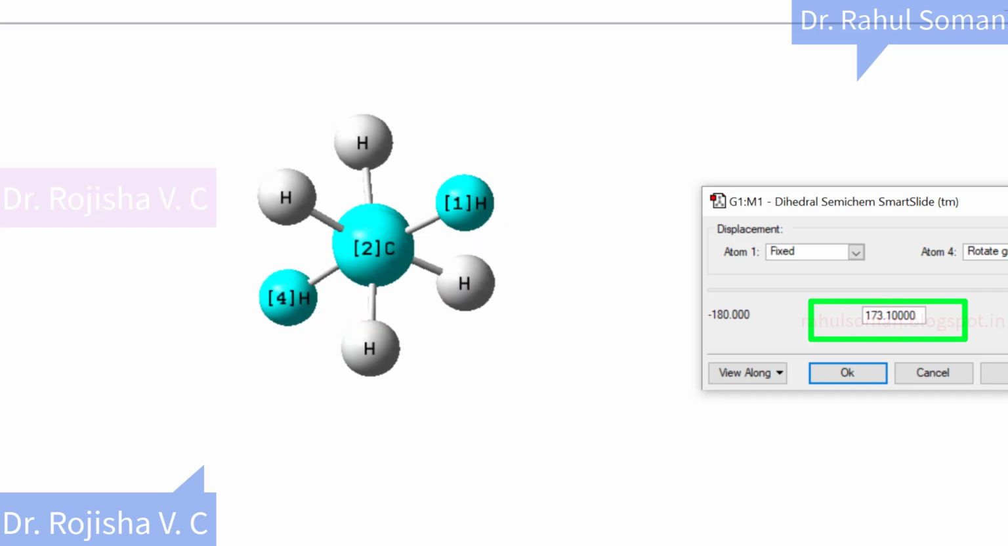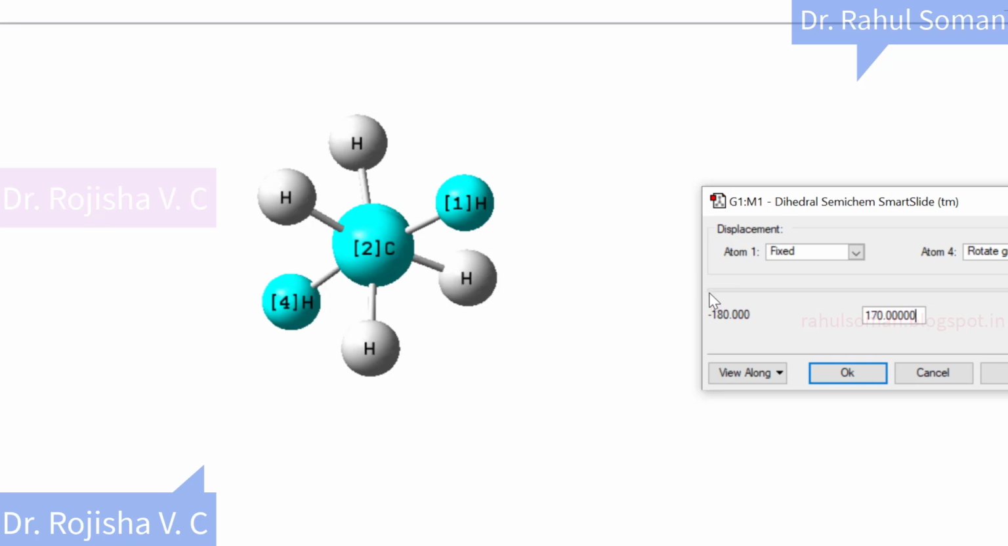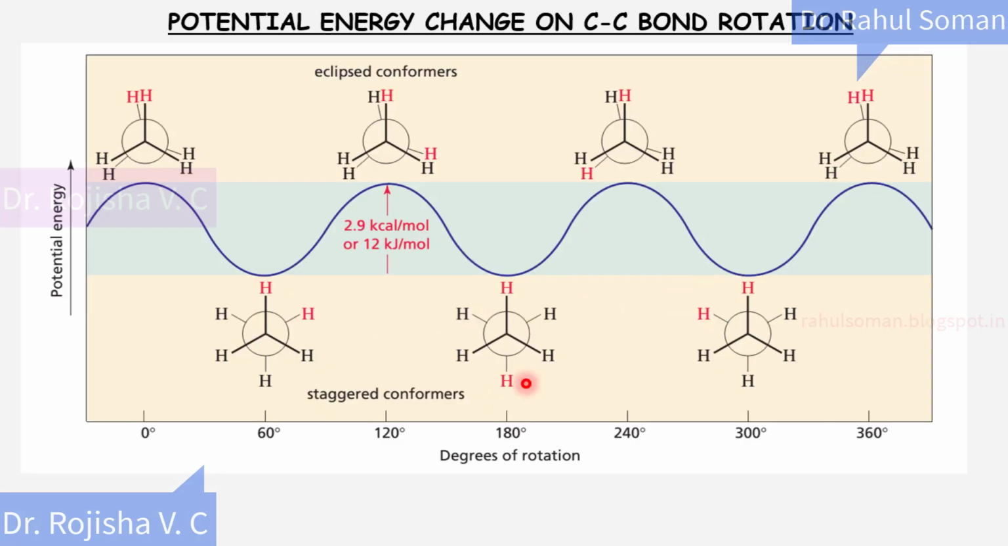Basically, this will keep rotating from staggered to eclipsed. This is 120 degrees, and this is the 180 degree conformation. If we go to 240, again eclipsed. This is how the graph comes. The important thing to remember in this graph is that 2.9 kilocalorie is the magnitude of the torsional energy, required to change from staggered to eclipsed. Whenever it goes from eclipsed to staggered, that much energy is liberated.